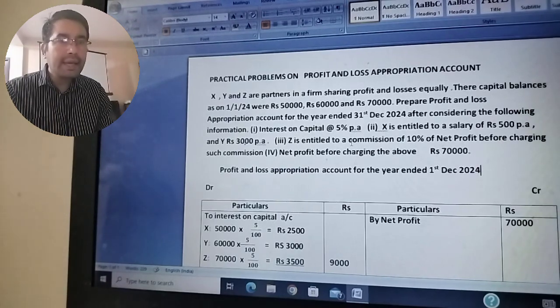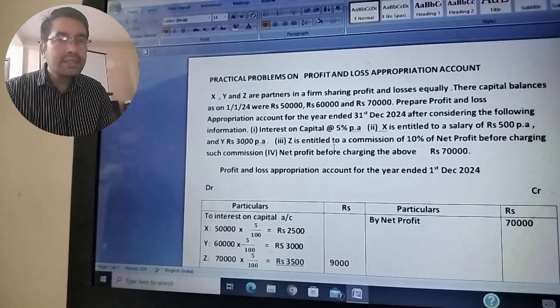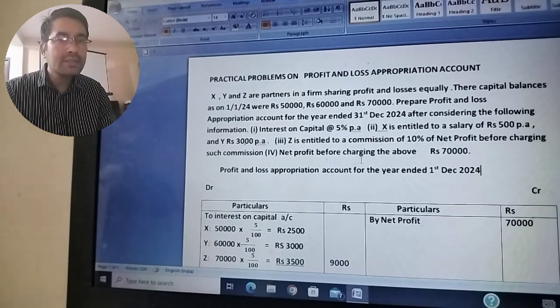Interest on capital at the rate of 5% per annum. X is entitled to salary of rupees 500 per month and Y rupees 3,000 per annum. Z is entitled to commission of 10% of net profit before charging such commission. Net profit before the above is rupees 70,000.